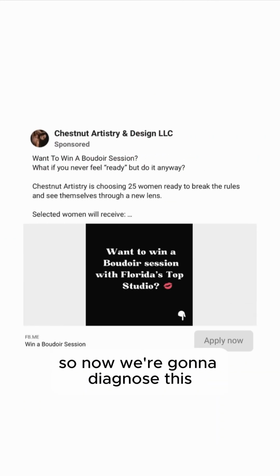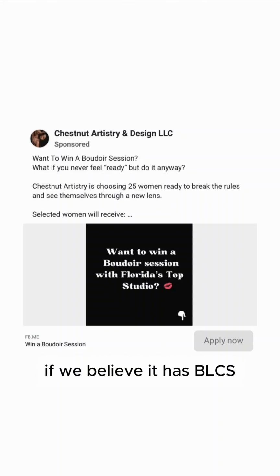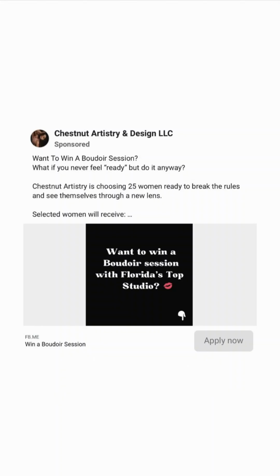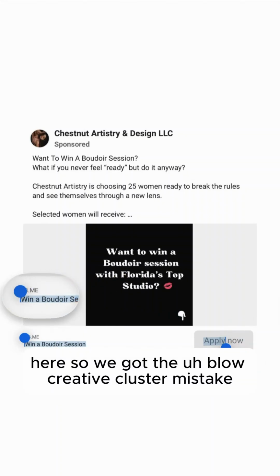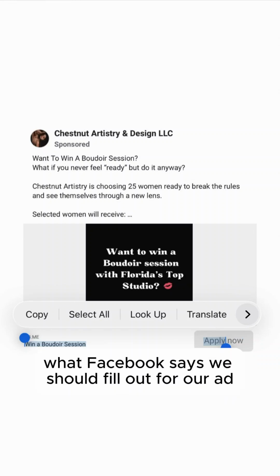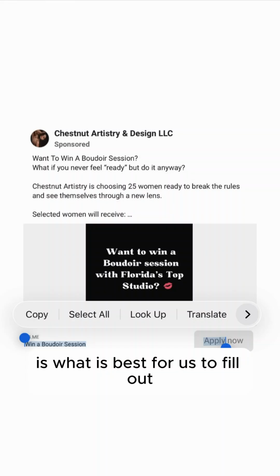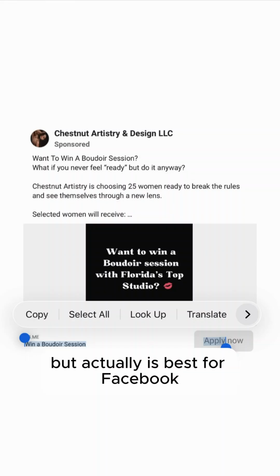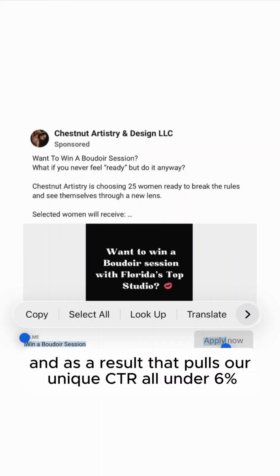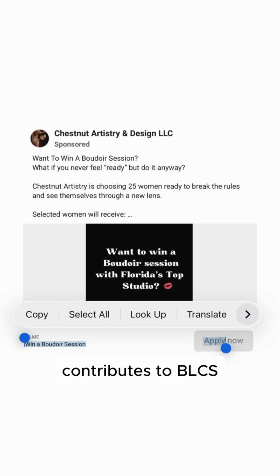Now we're going to diagnose if we believe it has BLCS, aka Boudoir low click syndrome. So looking here, we got the below creative cluster mistake. The false belief that causes us to make this mistake is we're trusting that what Facebook says we should fill out for our ad is what is best for us, but actually it's what is best for Facebook. The consequence of this is way more women scrolling by our ads than necessary. And as a result, that pulls our unique CTR under 6% and contributes to BLCS.